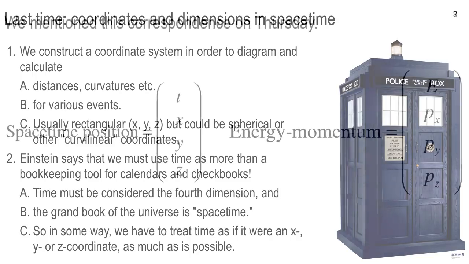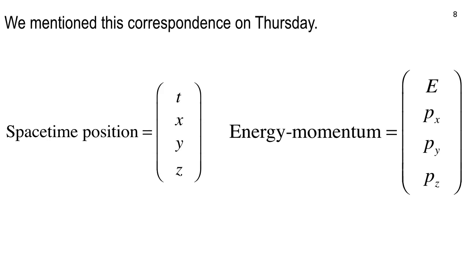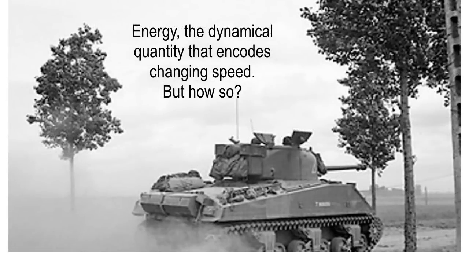And here's the correspondence that we talked about last time. If you think about time as the first of four dimensions, then the dynamical quantities are encoded similarly. The cool thing about photons is there's a very simple formula for this vector, energy and then momentum, px, py, pz. That's exactly where you see the changes in the colors of photons with momentum. So Einstein's saying, don't forget F equals ma, but if you're working in space-time, all four dimensions, think primarily in terms of energy and momentum. Energy is what we're going to take a look at today. It is the dynamical quantity that encodes changing speed.